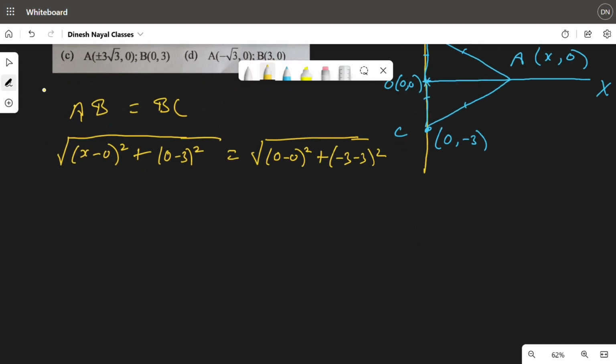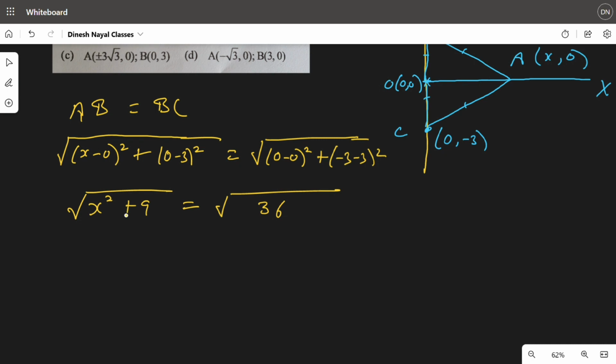So this is x minus 0, which is actually x square only. This is minus 3 whole square, which becomes 9. And this is under root, equal to under root of 0 only, plus minus 3 minus 3 becomes minus 6. Minus 6 whole square will become 36. Okay, now squaring both sides, because 0 plus 36 will be 36 only.